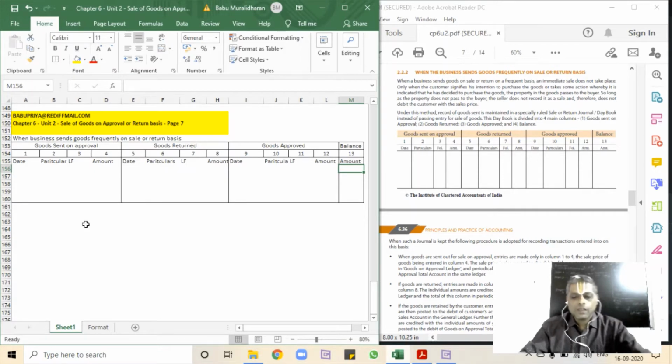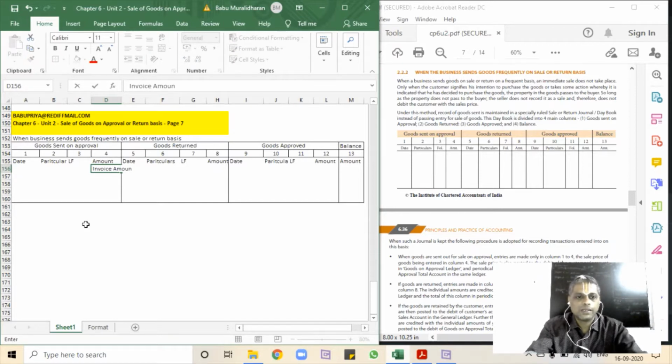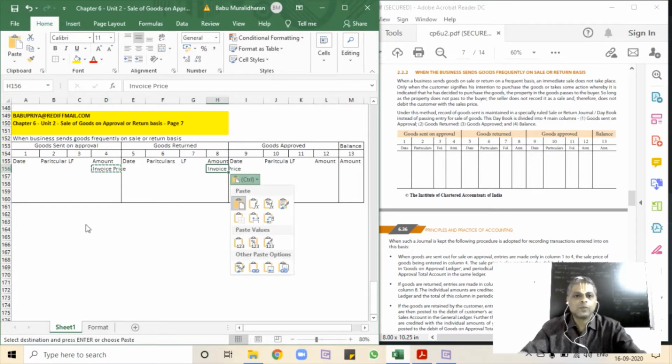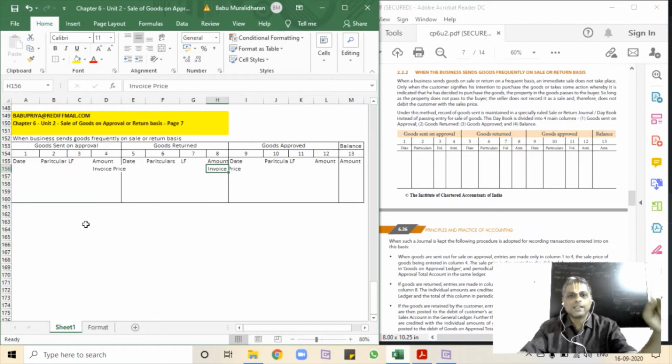So when the goods are sent on approval, numerous transactions happen, 1, 2, 3, 4, etc. We record the date of the transaction, particulars of goods sent, ledger folio reference, and then the amount at the invoice price. When we say amount, it is at invoice price. Similarly, when the goods are returned by the customer, not approving, the goods are returned again at the invoice price. What we saw in the journal entry is the same: when the goods are returned, it's taken back at the invoice price.